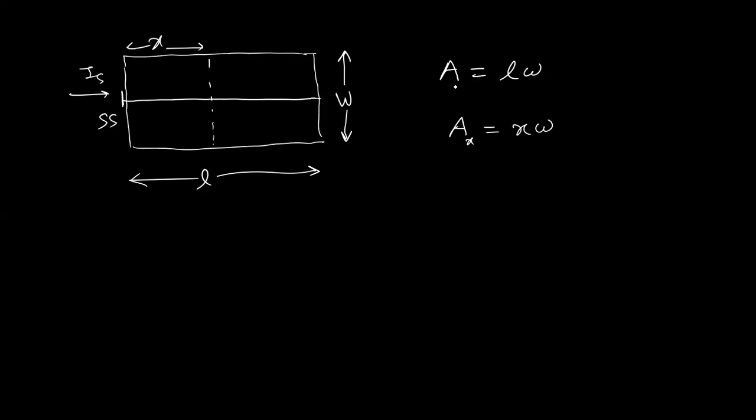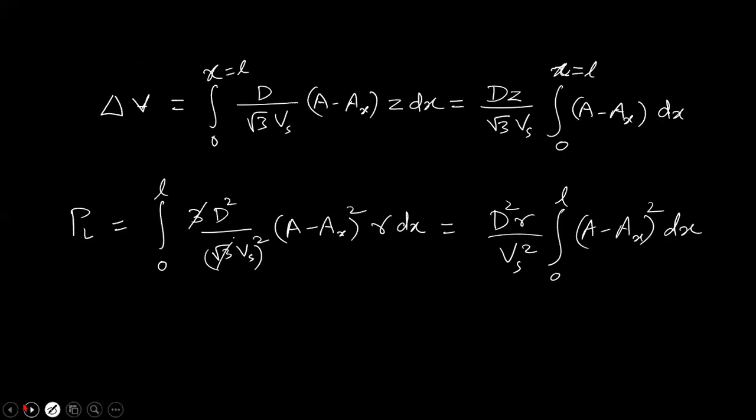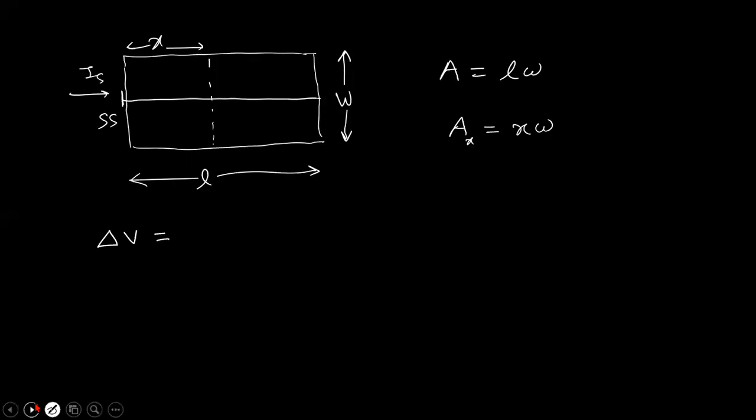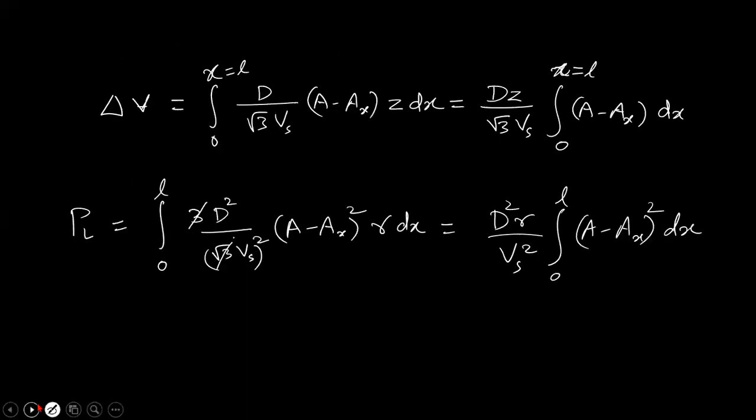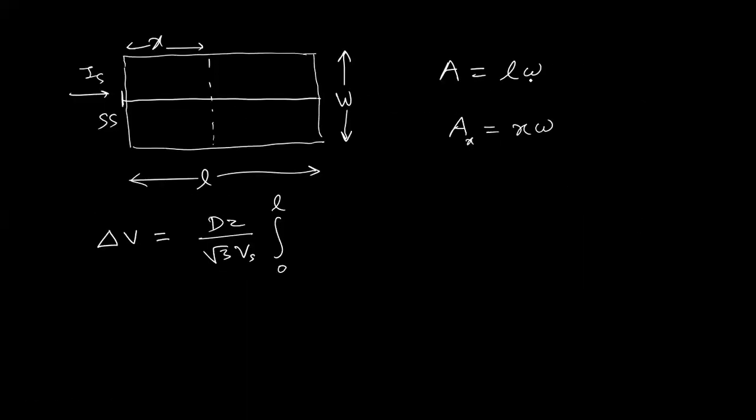And as we have got the expressions for A and Ax, we can calculate the voltage drop. From the previous slide, it is dz by root 3 Vs. Those are constant quantities, and we need to integrate from 0 to L of A minus Ax dx. So it is basically LW minus XW dx.